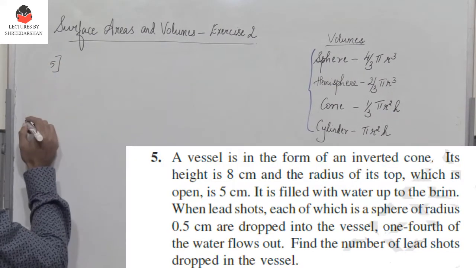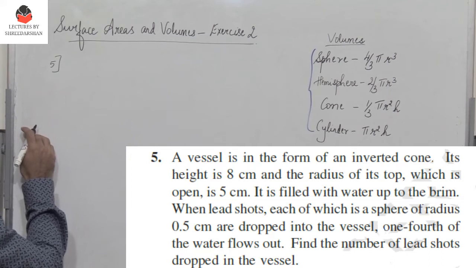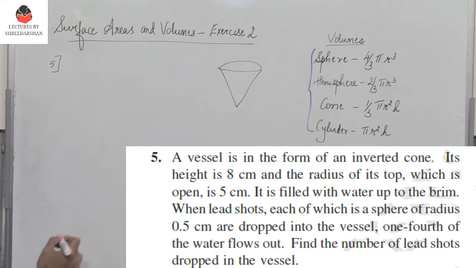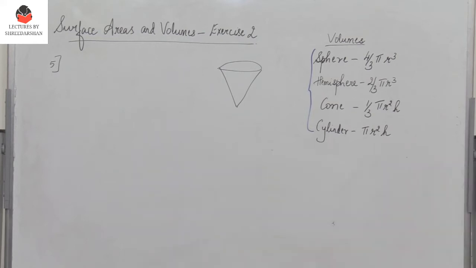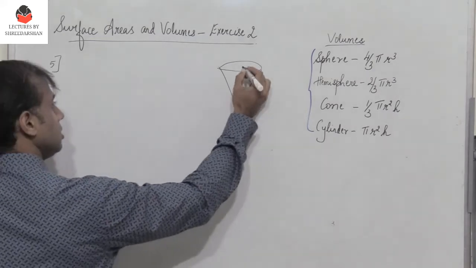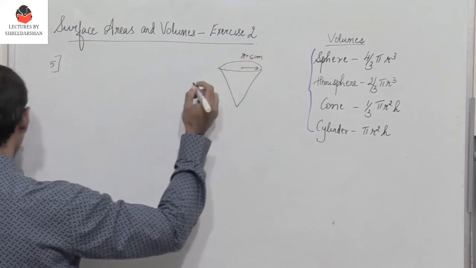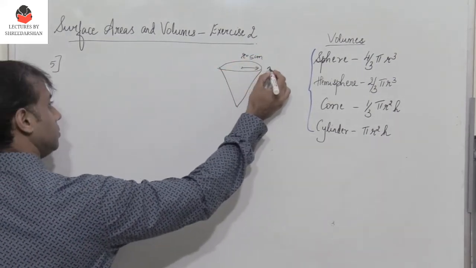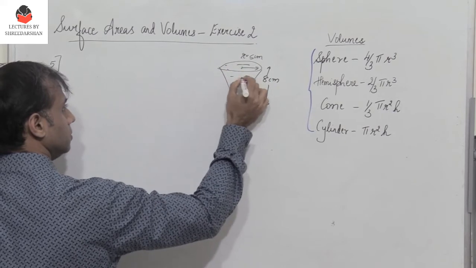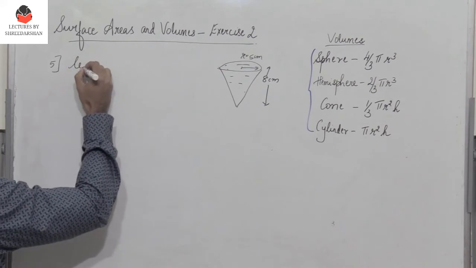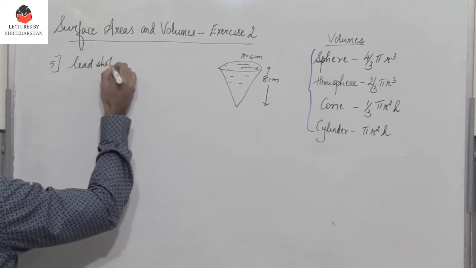Problem 5 is an interesting one. A vessel is in the form of a cone. There is a vessel in the form of a cone, and it's been filled up to the brim with water. The radius is 5 centimeters, and the height is 8. So it's been filled with water. In it, what am I dropping? I'm dropping lead shots, which are spherical.